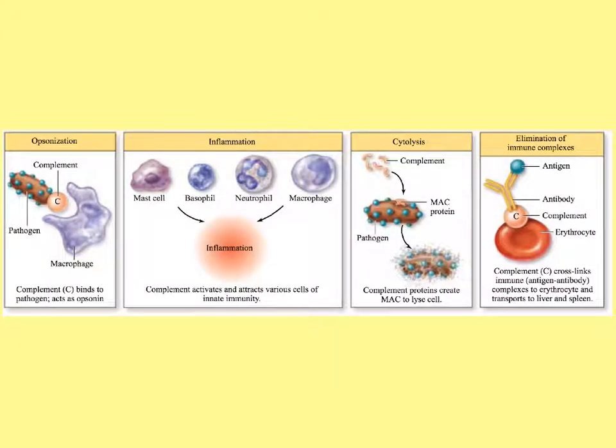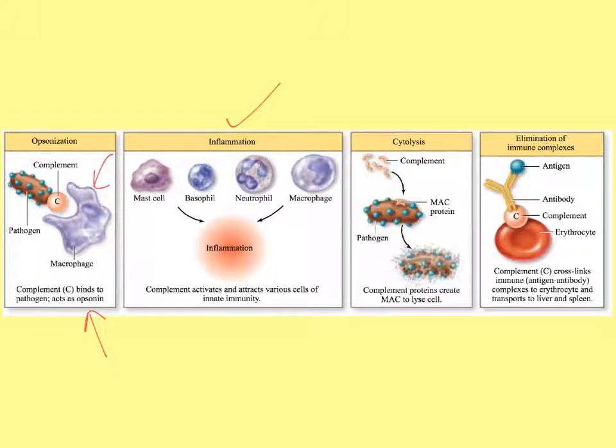Okay, so here's pictures of what was just written out. Okay, so opsonization, the complement proteins are the blue things that are bound to here. So they bind to it. It almost makes it like it tastes better, and it's easier for the macrophages to phagocytize it.